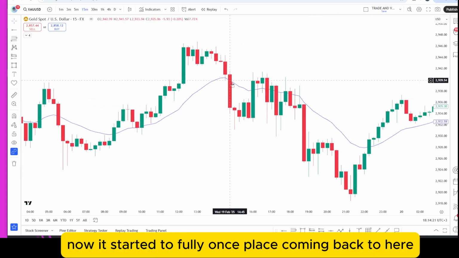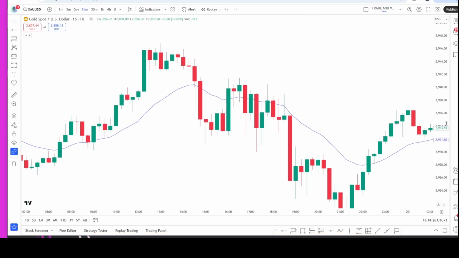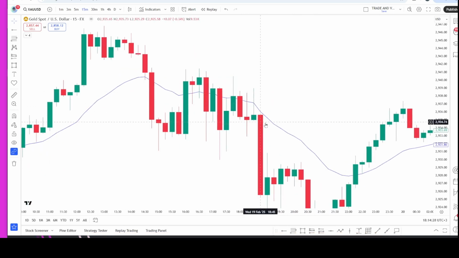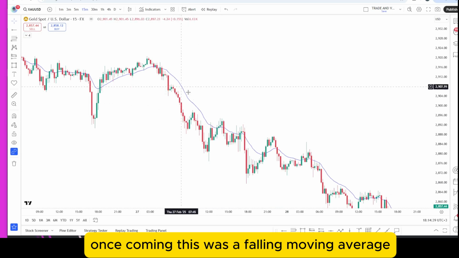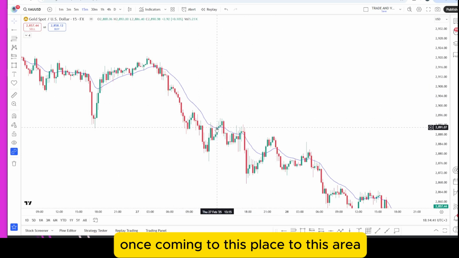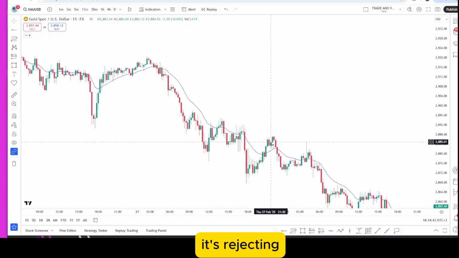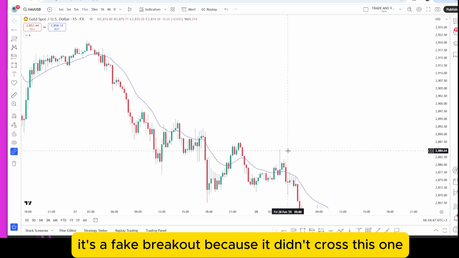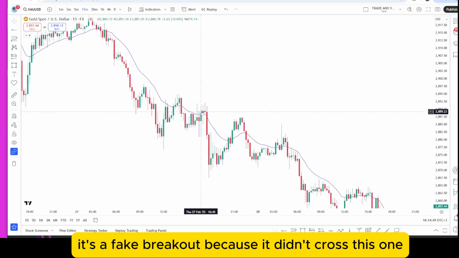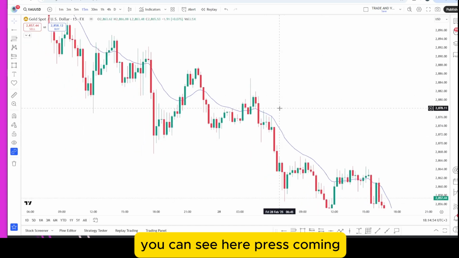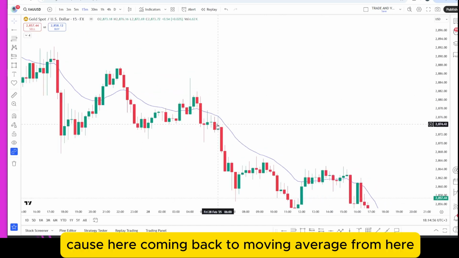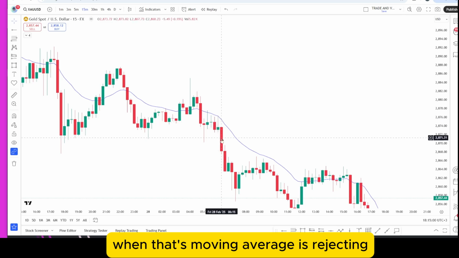Now it started falling. Once price comes back to here, it's reacting. If it is rejecting, it means it's a resistance. See here, once it comes, this was a falling moving average. Once the price comes to this area, it's rejecting. It's a fake breakout because it didn't close above this one. Price again comes here. You can see here, price crosses here, comes back to the moving average. From here, when it touches the moving average, it is rejecting.